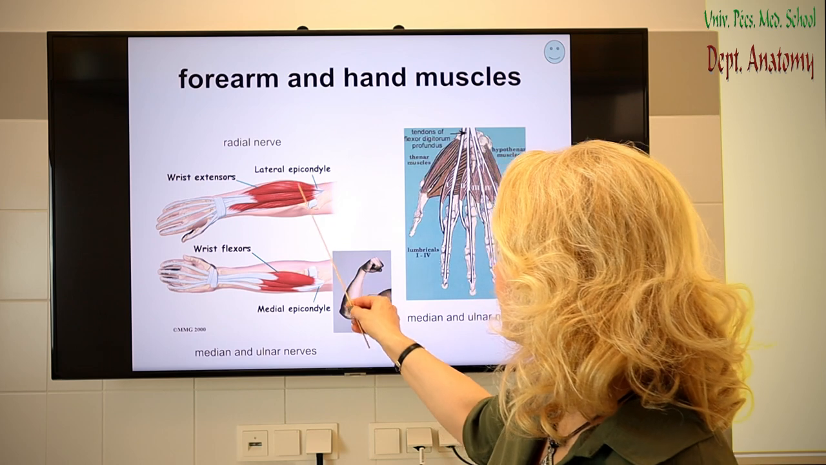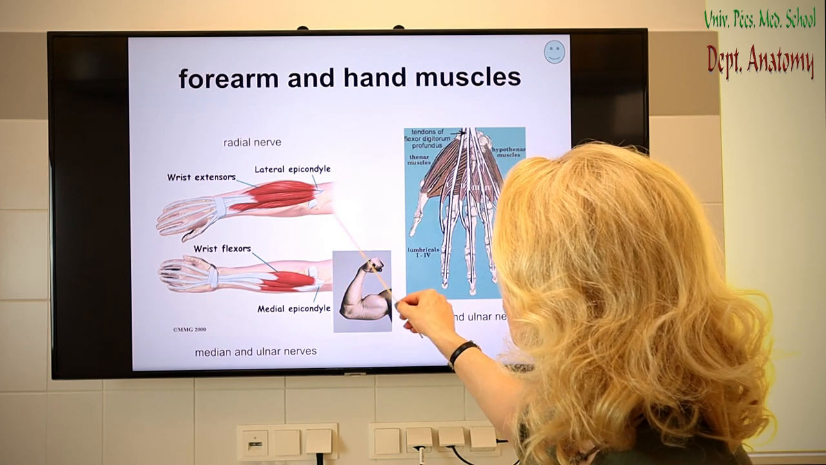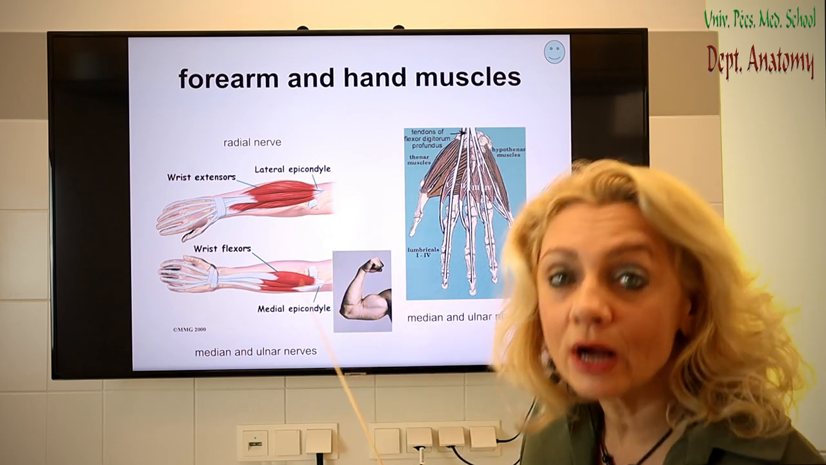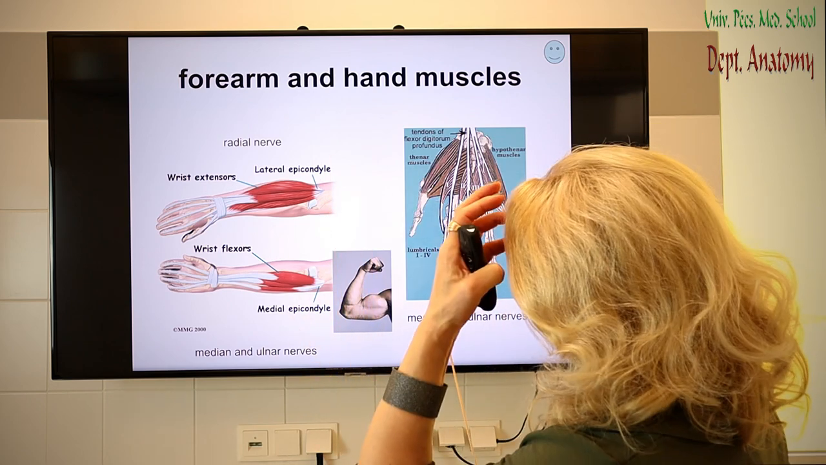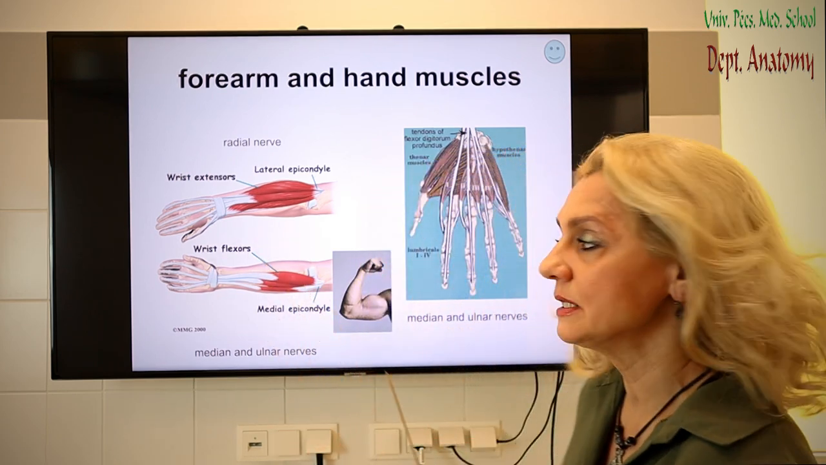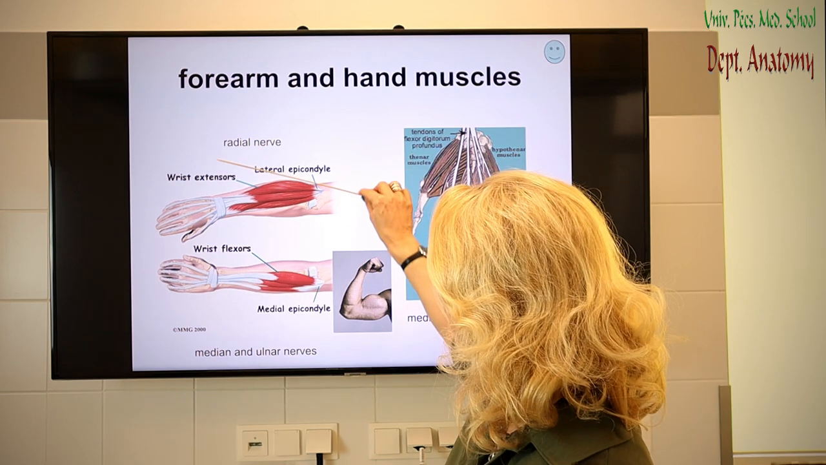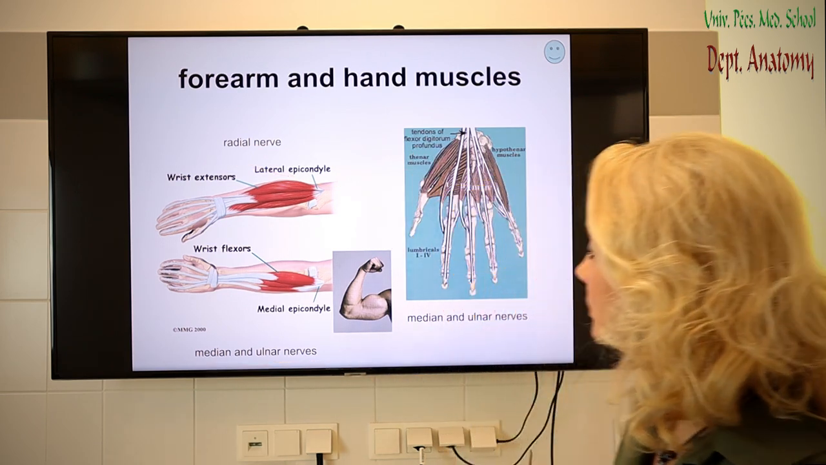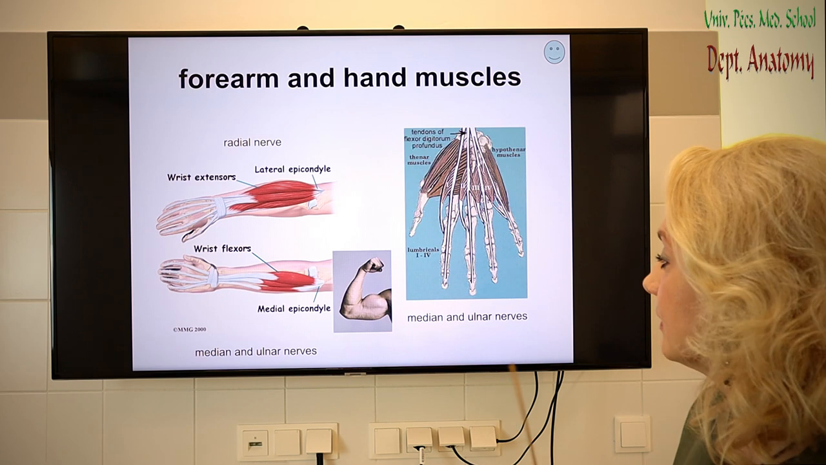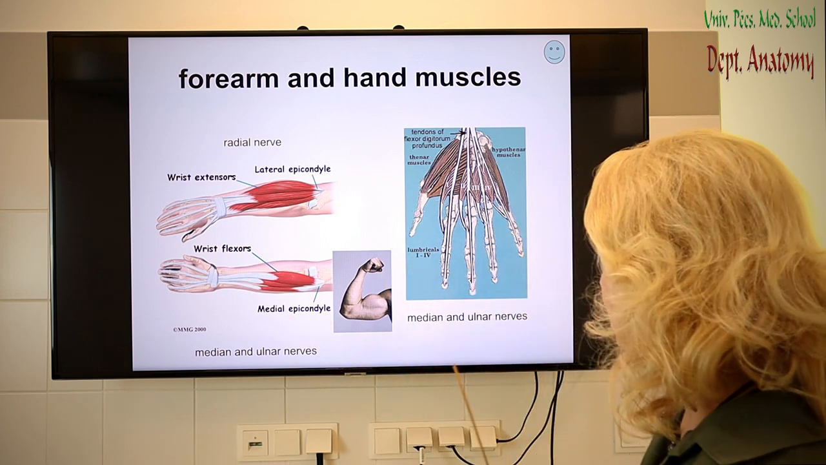Basically we can say that the extensors start from and around the lateral epicondyle, and the flexors from and around the medial epicondyle, innervated by the radial nerve, the extensors, and median and ulnar nerve by the flexors. The ulnar ones are innervated by the ulnar nerve.